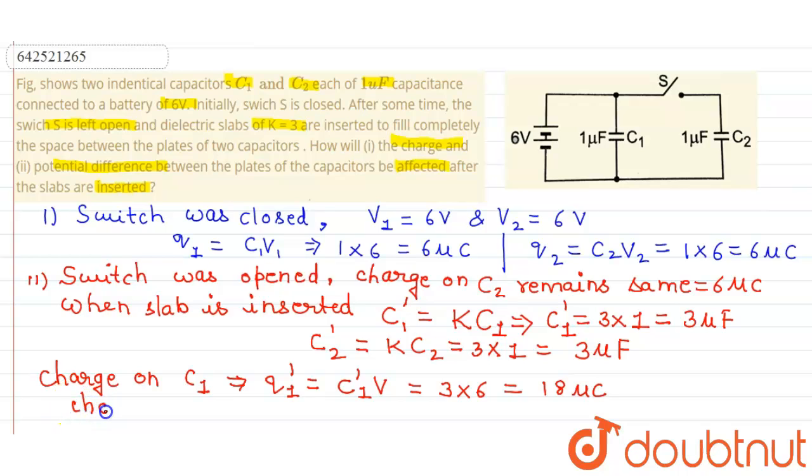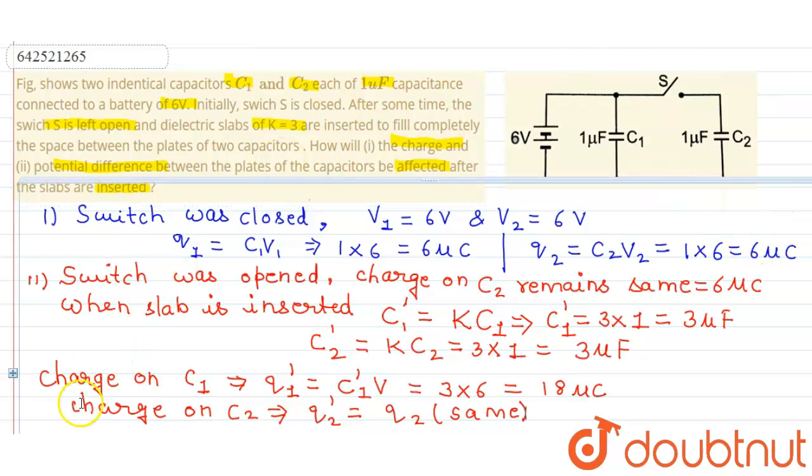And the charge on C2 will remain the same. So the charge on C2, that is Q2 dash, will be equal to Q2 only. It will remain the same, as I told earlier, because it is disconnected from the battery. Whether you insert a slab or not, the charge will remain the same because it is not connected with the battery. Okay, so next we will see the potential difference.